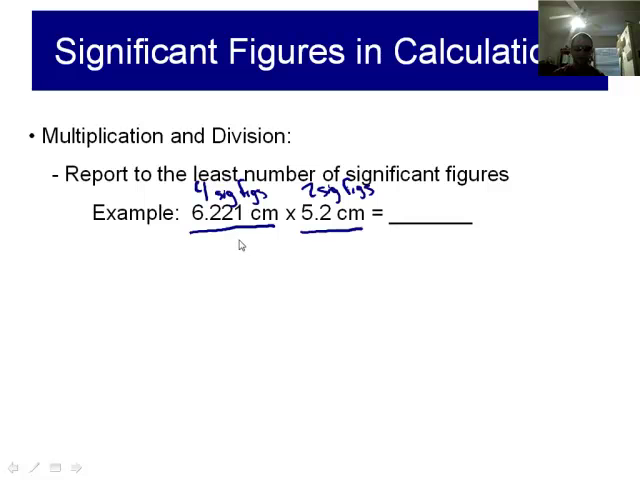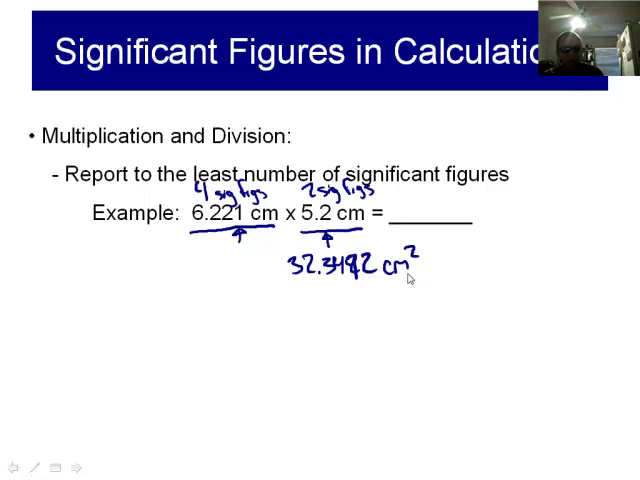Now you can see here, guys, that this number is measured to the thousandth place. We know that pretty well. This one is only measured to the 10th place. This one is less accurate than this one is, okay? So let's go through here and do our calculation on a calculator. I've got my trusty TI-84 Plus graphing calculator, which I would recommend if you're looking for a calculator. 6.221 times 5.2 is 32.3492 centimeters squared. Okay, always put the unit on there, guys, because a naked number in chemistry is meaningless.